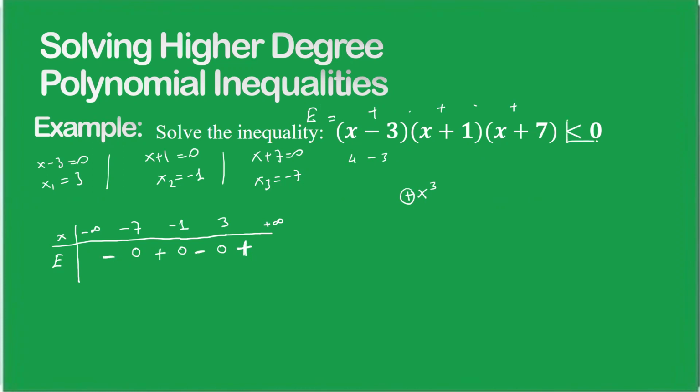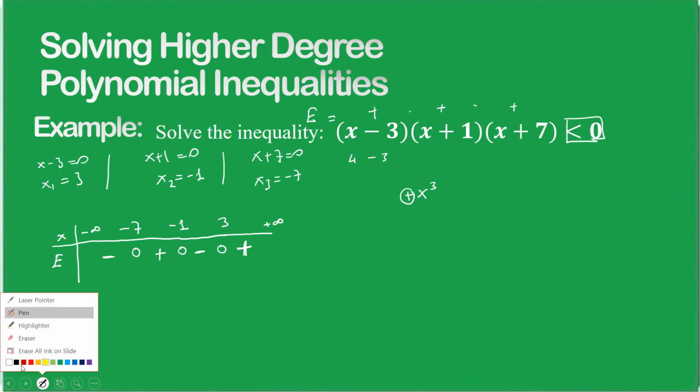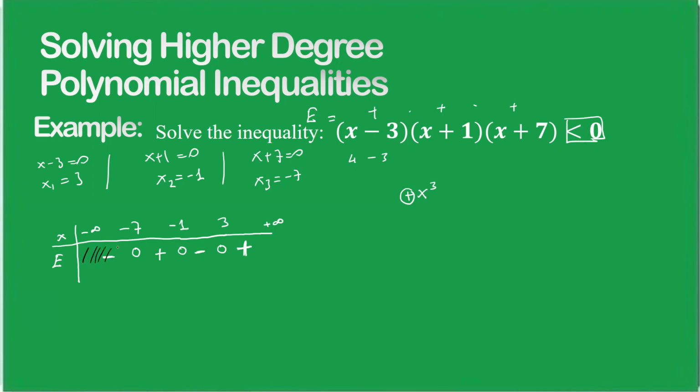Okay, so what are we looking for? The negative signs, less than 0, because the expression must be less than 0. Now let's shade with the black one this time. Less than 0 here and also here. So x is an element of from minus infinity to minus 7, the solution set doesn't include minus 7, union minus 1 to 3 with open parentheses. This one is our solution, as you see.